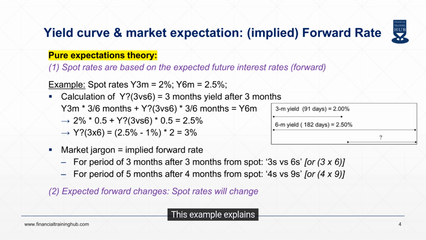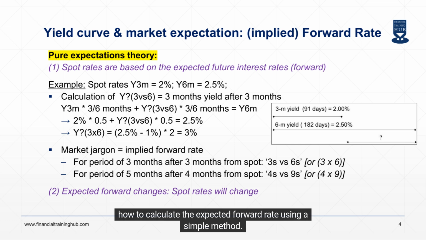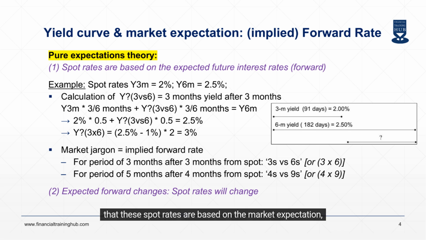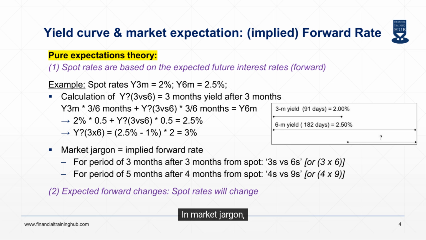This example explains how to calculate the expected forward rate using a simple method. This method is not completely correct, but is sufficient for now. Suppose that the current interest rates, the spot rates, are 2% for 3 months and 2.5% for 6 months. The pure expectations theory assumes that these spot rates are based on the market expectation that the 3-month forward rate after 3 months will be 3%. In market jargon, this is known as the implied forward rate, or the 3s versus 6s forward.